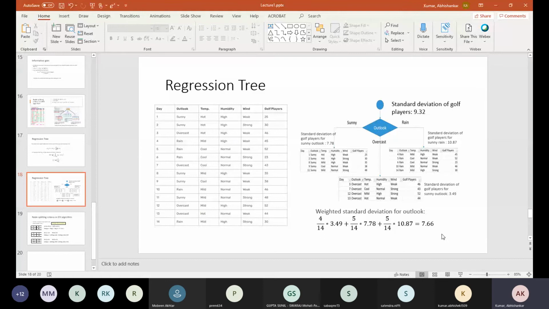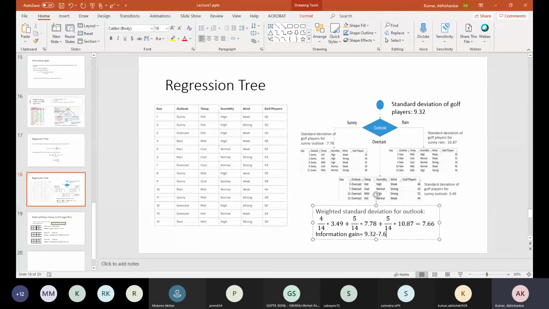The idea is very simple actually. For classification, at every node you calculate the Gini index. Here, at every node you calculate the standard deviation. That's all you are doing. And then the way we did it in classification, the same way here we get the weighted standard deviation, and then we get the information gain. Much clearer now, sir. 9.32 minus 7.66. Okay.